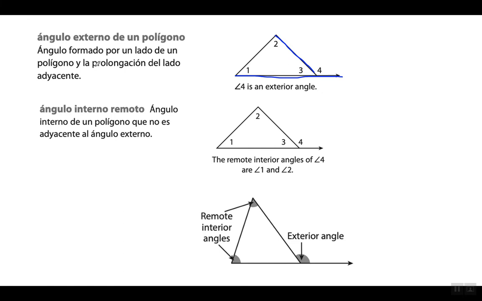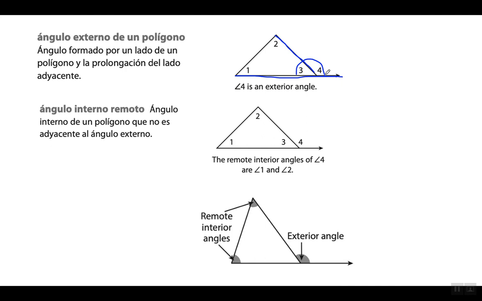Algo que no dice en esta definición, pero sí estaba en inglés, y esto es muy importante. ¿Ok? El ángulo exterior, el número 4, forma una pareja lineal con este ángulo, ángulo 3. El ángulo que está al lado. Juntos forman una pareja lineal. Eso es muy importante porque eso quiere decir que la suma de estos dos ángulos siempre te tienen que dar 180. Y eso lo vamos a usar en muchos de los problemas que vienen.